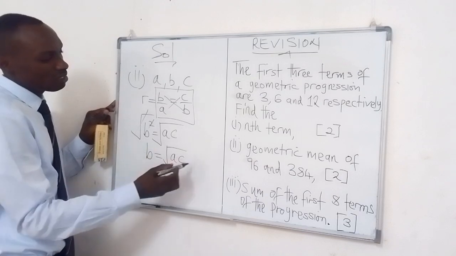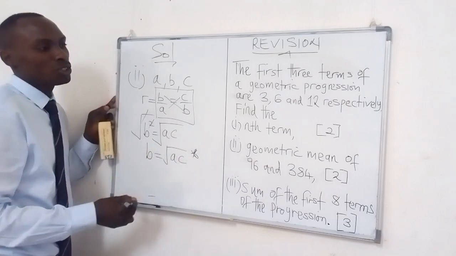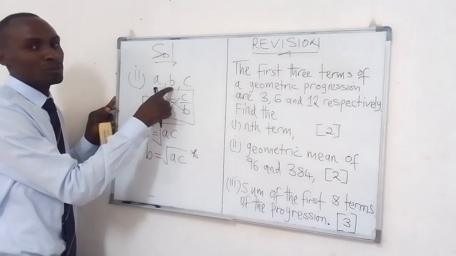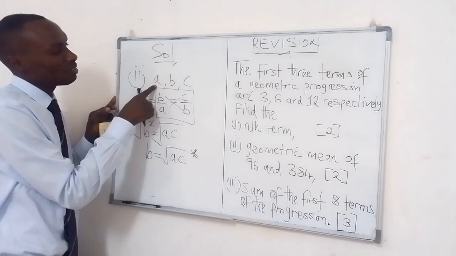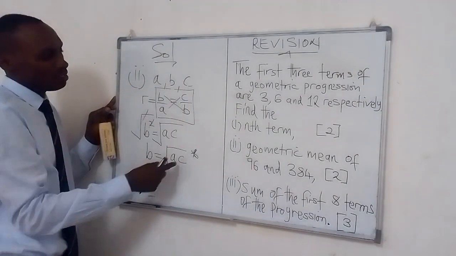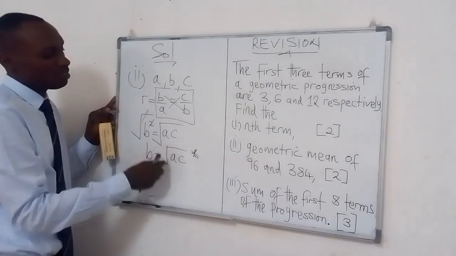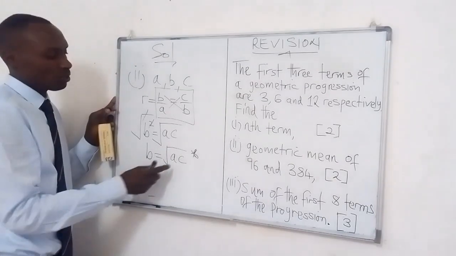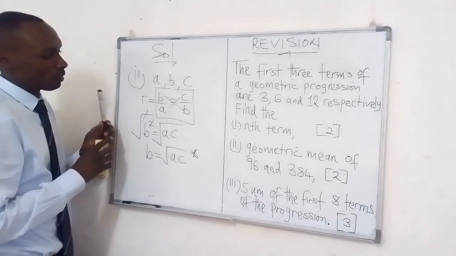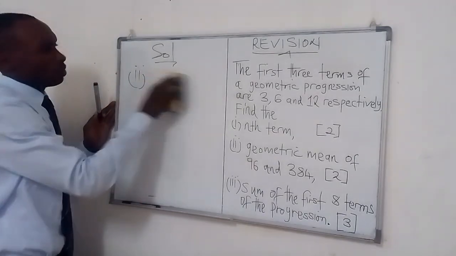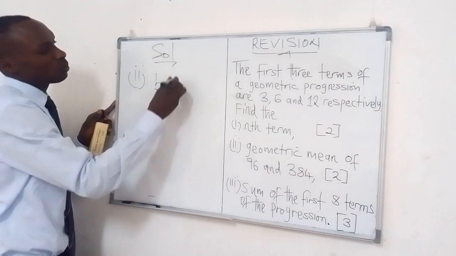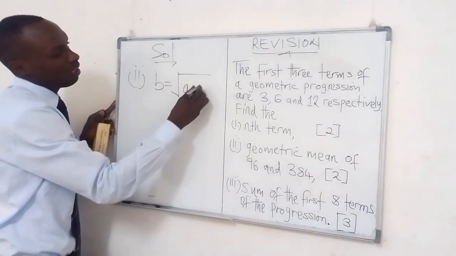So this here is the formula for calculating the geometric mean of consecutive terms. Where you've got B as the middle term, the first term is A, then the last term is C. So the middle term can be calculated by just multiplying A and C, then square rooting that result, and that will be your answer. So this is what we're going to use for this part. To get the geometric mean, we're saying B is equal to square root AC.